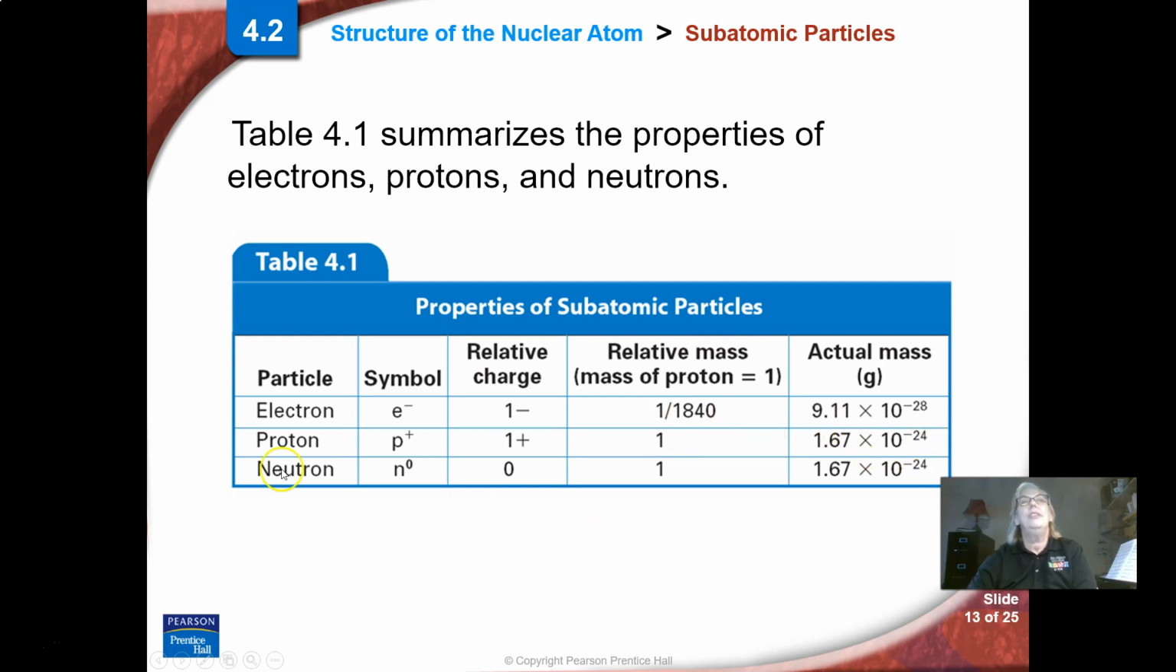And then neutrons have no charge, so we put a 0 there. It's equivalent to the proton. It has this mass. So these two are the same, but electrons are really tiny. So when we talk about the mass of an atom, we just care about these two things: the protons and the neutrons. They're the ones that make up the mass of an atom. Protons plus neutrons makes mass.